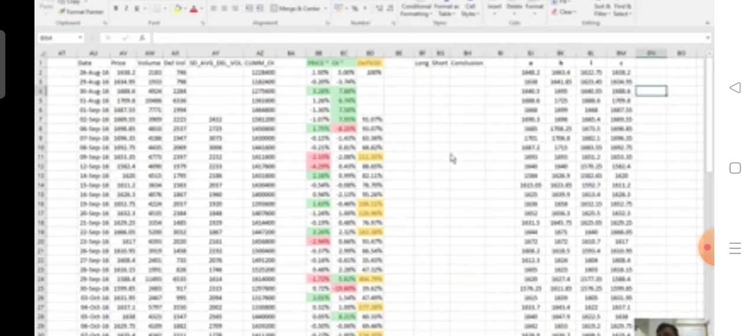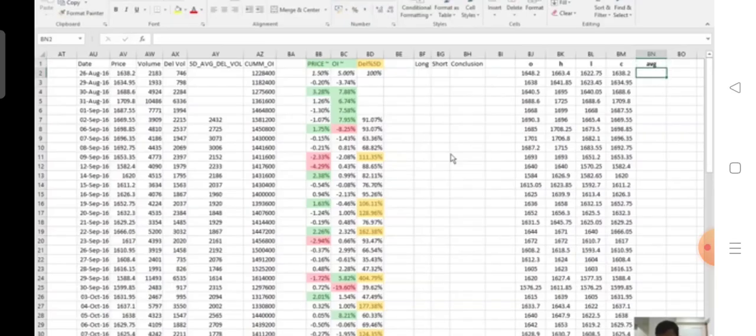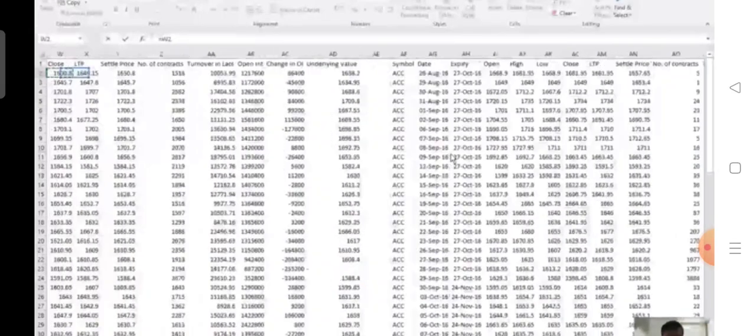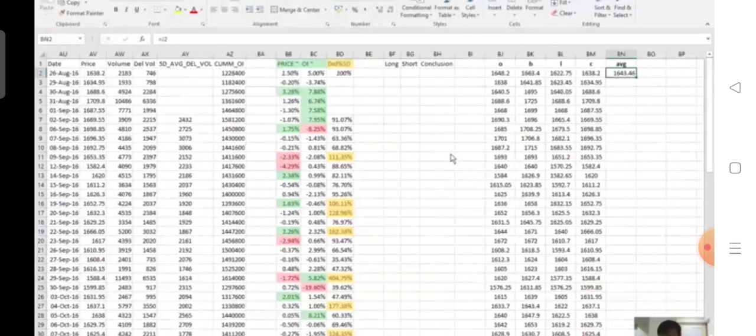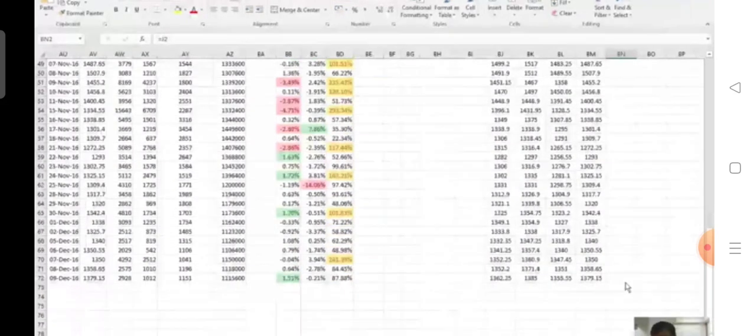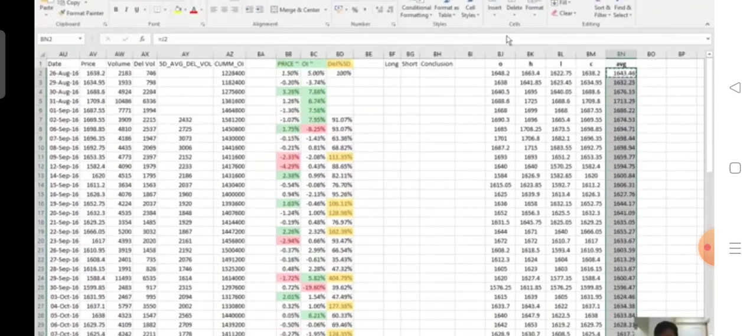Okay, let us also see the average price, because if we have the average, it will give us a good indication of the future trend, as a good support and resistance level in that stock. Okay.